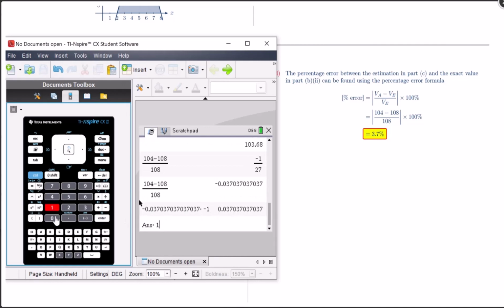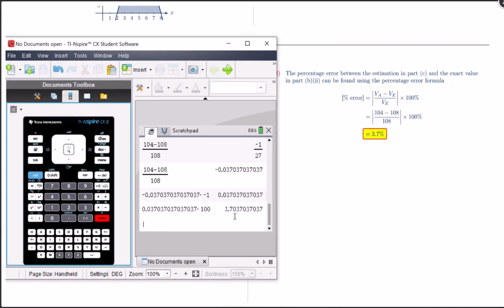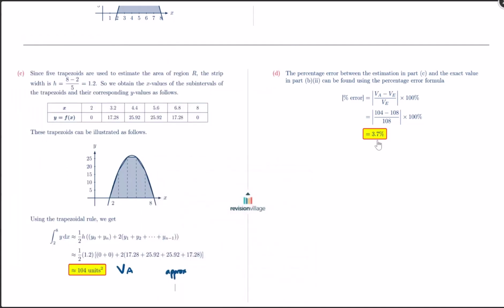Let's now multiply that by 100, and we get 3.70. So we can just shorten that to 3.7, 3.7%. So that is the percentage error between the approximation using the trapezoidal rule in part C and the exact value using definite integrals back in part B.